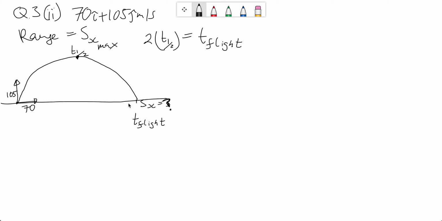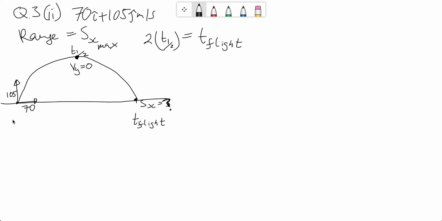Now, if we could work out the time to get here, we could multiply it by 2 and work out the time to get to here. And if we knew the time to get to there, we'd multiply that time by this velocity and work out the distance, the range. Up here, what's special is that the velocity is 0 at that point. So we can work out the time when the velocity is 0, then we know the time to halfway.